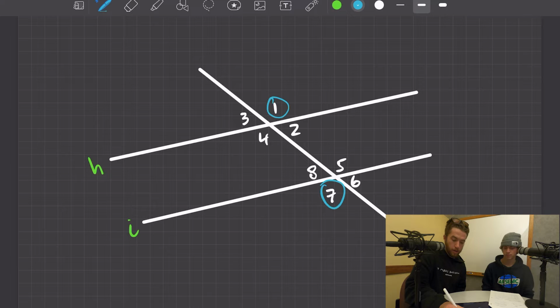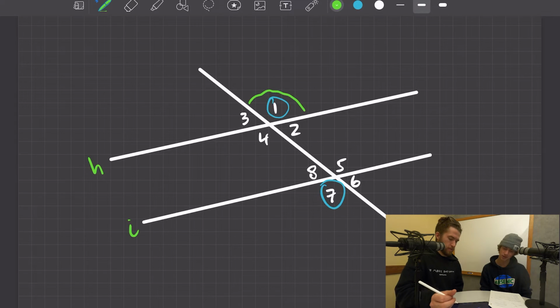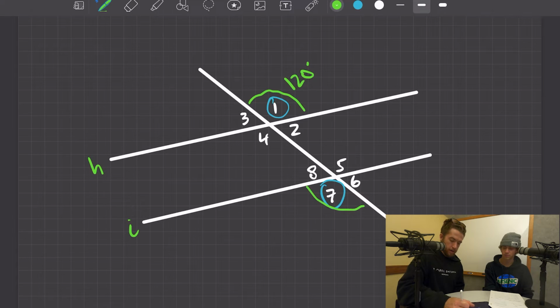Let's say angle 1. Roughly, what is that angle right there? Probably like a 120 maybe. It's more than 90, right? Yeah, exactly. So like 120. So then what do you think this angle is right here? It's 120. So that's what the actual theorem is saying, is that there's this property. Property is way better than law. Let's go with property. Okay.